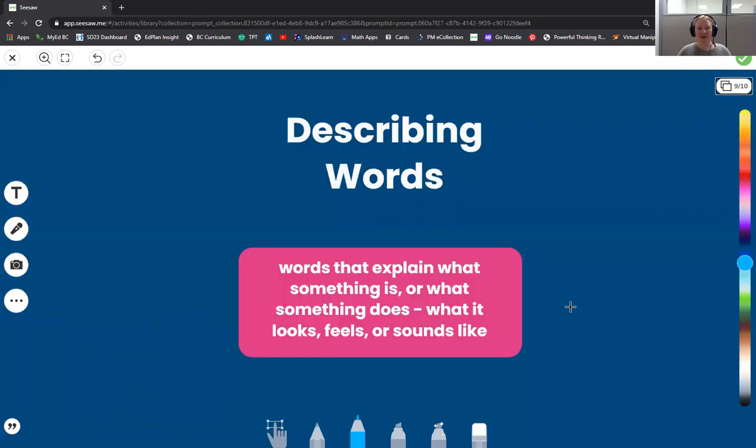So now, grade ones, let's talk a little bit about describing words. So we all know what describing words are. So tell me, grade ones, how would you describe a summer day? If I said to you, hey, can you describe a summer day to me? You might say, oh yeah, it'd be really sunny. It'd be really hot outside. What if I asked you to describe a winter day? You'd probably tell me, oh, maybe dark and gloomy, snowy, icy, cold, things like that, right?